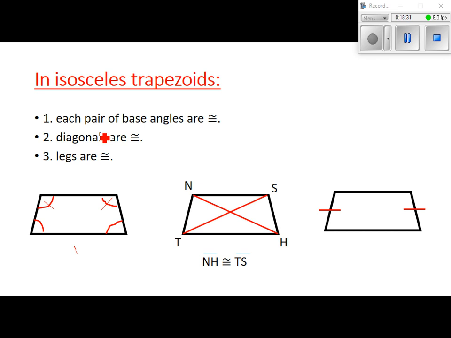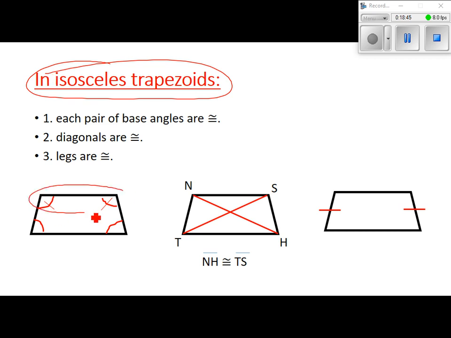In an isosceles trapezoid, it has some of its own properties. So this only works for an isosceles trapezoid. These are special properties of an isosceles trapezoid. Each pair of base angles are congruent. So the upper base angles are congruent. The lower base angles are congruent.